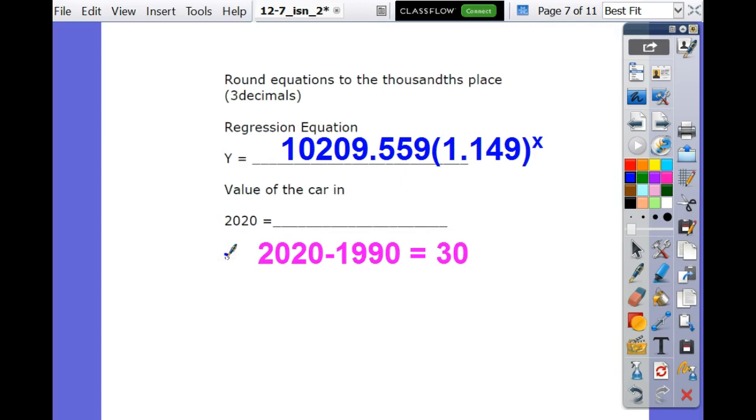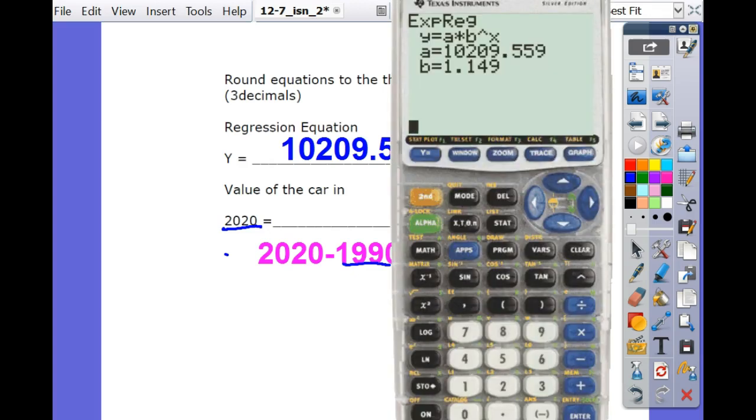Now, to answer this next question, what is the value of the car in 2020? This is 2020. This is when you bought it. I'm looking for 30 years. I can plug the 30 in right there and solve it myself, or I can let the calculator solve it. I'm going to let the calculator solve it.